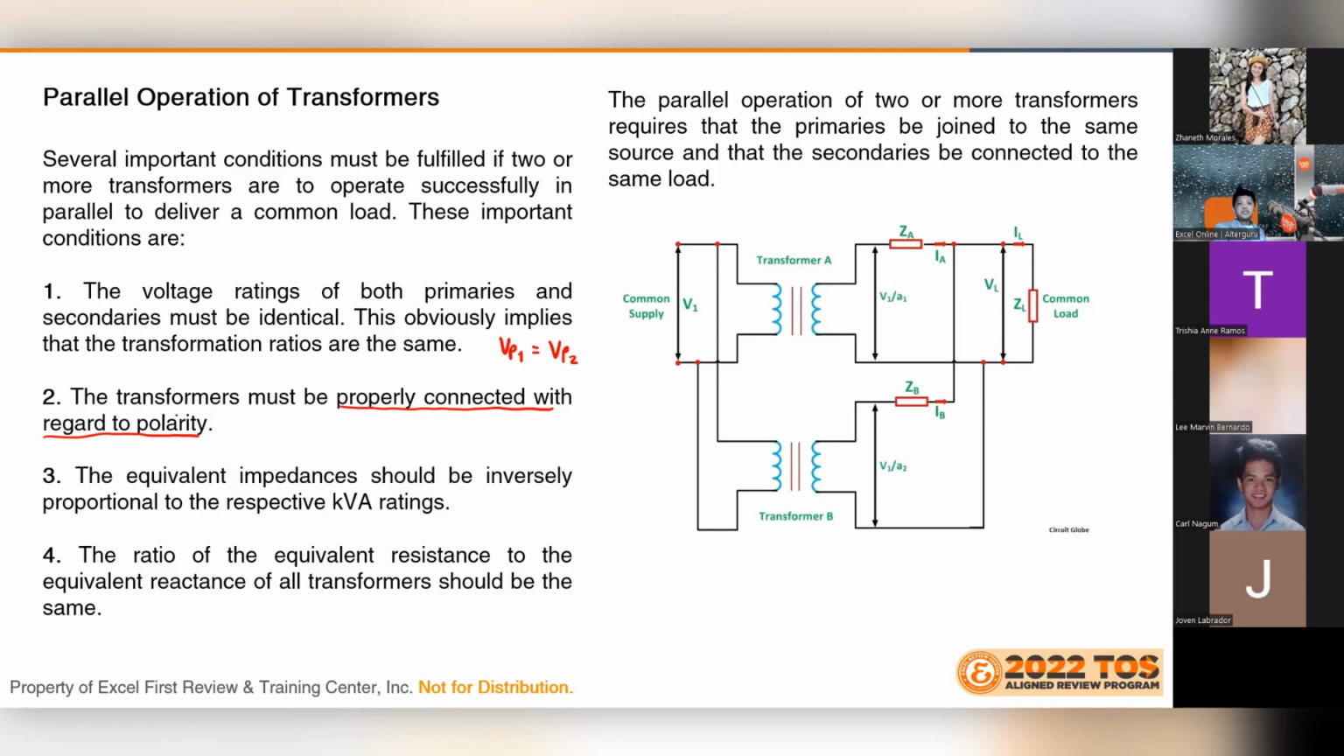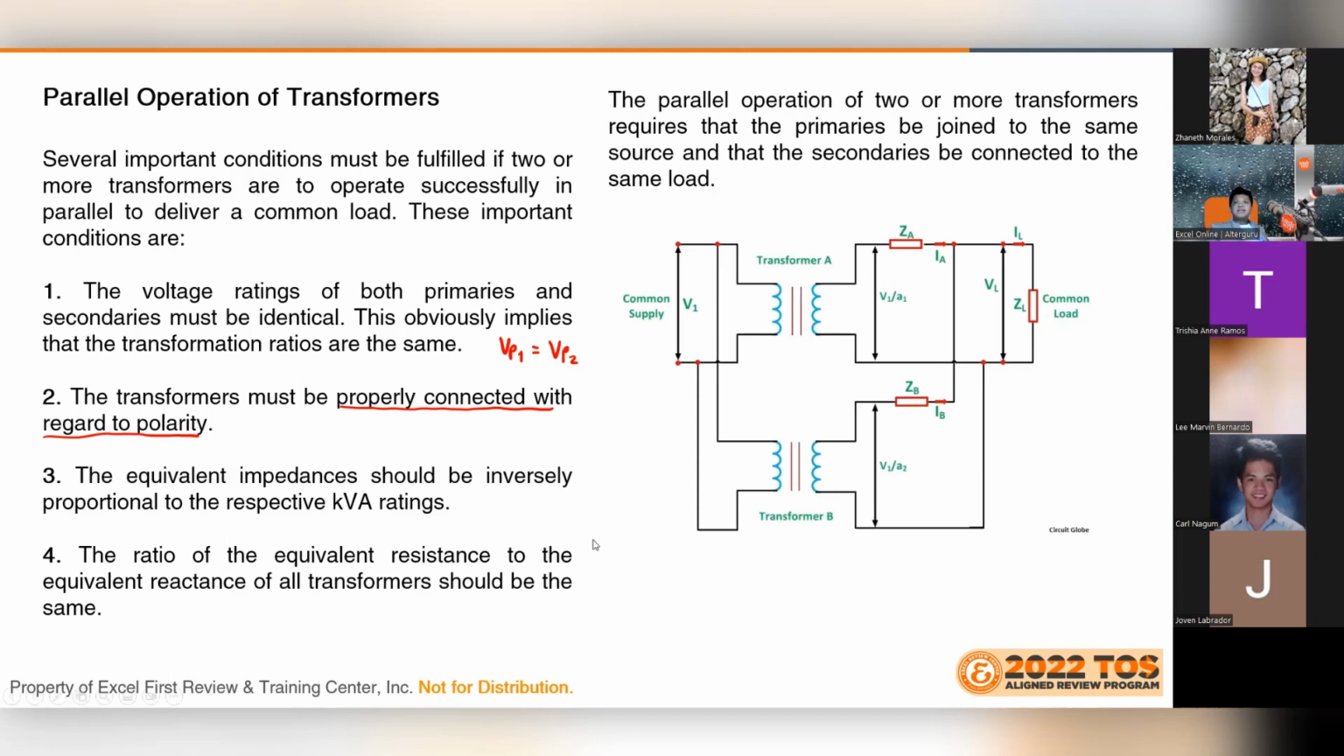Third, the equivalent impedances should be inversely proportional to the respective kVA ratings, which is normal for transformers. Then, the ratio of the equivalent resistance to the equivalent reactance of all transformers should be the same. That's another one. So these are the four conditions we are looking at. This is an example of transformers in parallel, but the computation is easy when it comes to the distribution of kVA.